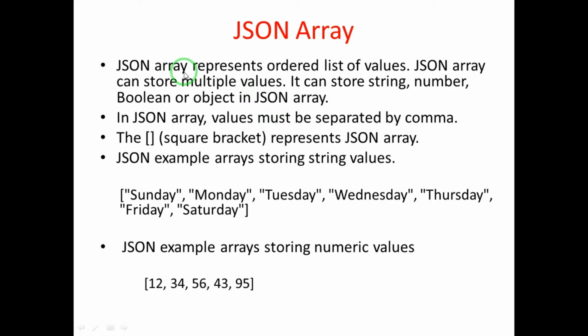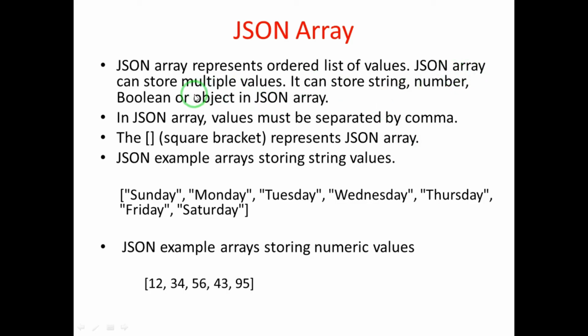Now the second one is array. Arrays are represented as an ordered list of values. Ordered means it has some meaning. Just like in our example here, Sunday, Monday, Tuesday. By reading this we can easily understand this array represents the days of the week, just like January, February are months of the year. So we should have some kind of order.